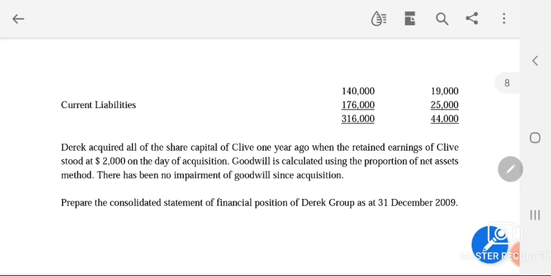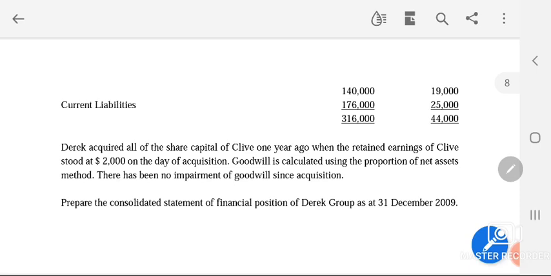We have our current liabilities. They're saying Derek acquired all the share capital of Clive one year ago, when the retained earnings of Clive stood at 2,000 on the day of acquisition. Goodwill is calculated using the proportion of net assets method. Remember those two methods? This is the first one that they've mentioned. There has been no impairment of goodwill since acquisition. Prepare the consolidated statement of financial position of Derrick Group as at 31st December 2009.